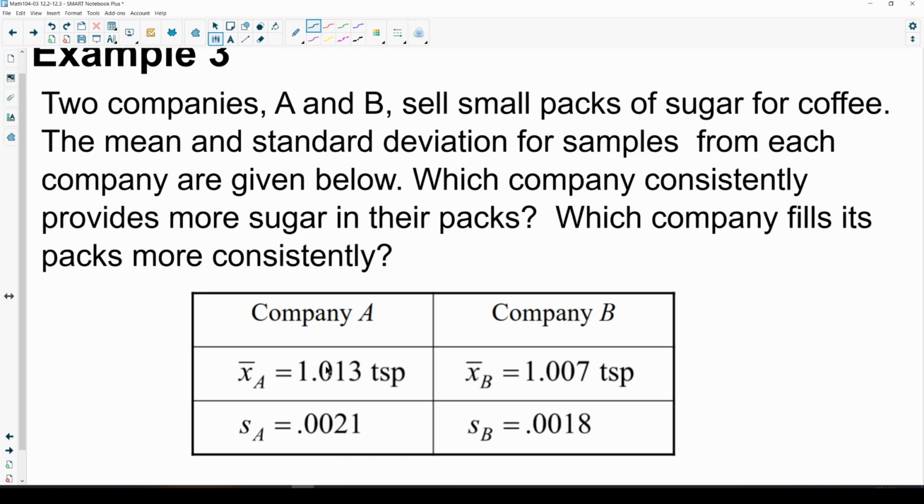Which one's filling its packs more consistently? Well, that's based on standard deviation here. If I deviate more from my average, like in company A, then there's a bigger difference between possible packets, whereas company B is a little bit closer, right? 0.0018 is closer to 0 than 0.0021. They're a little bit more consistent. So while they may be giving me a lower average, how far away from that average those packets are going to be is going to be smaller. It's going to be more consistent for my company.